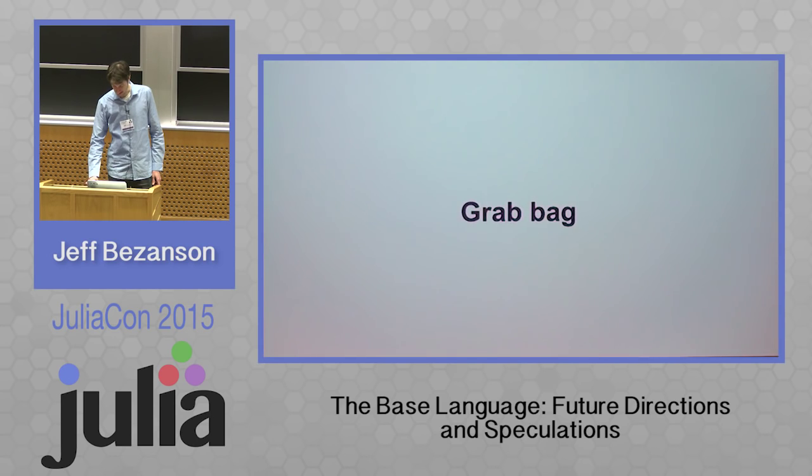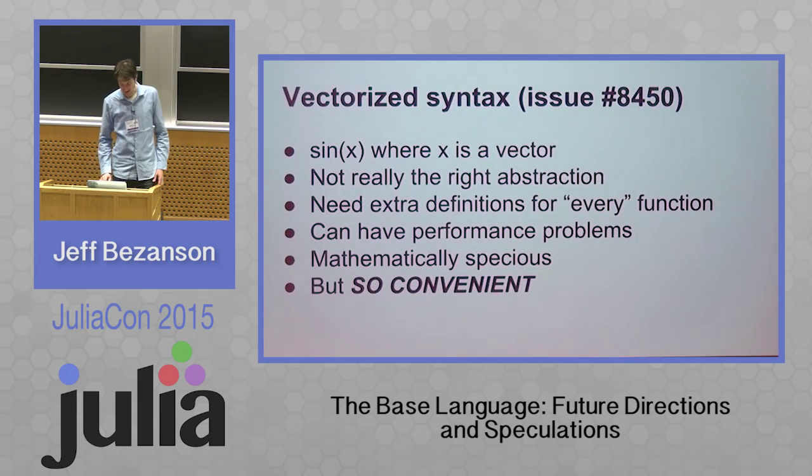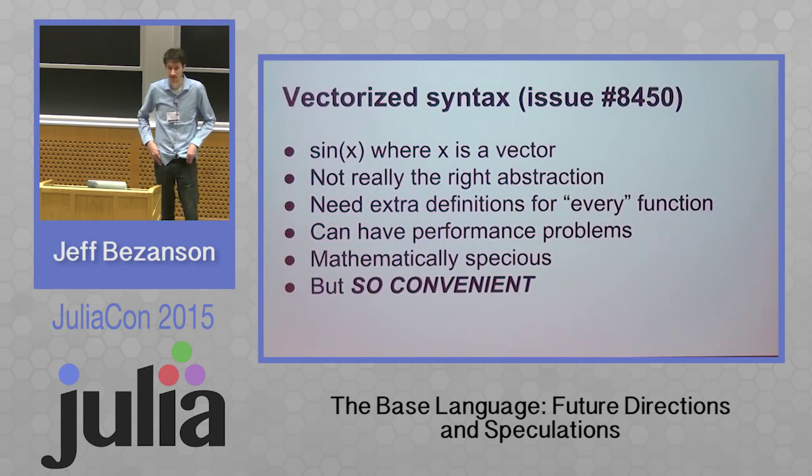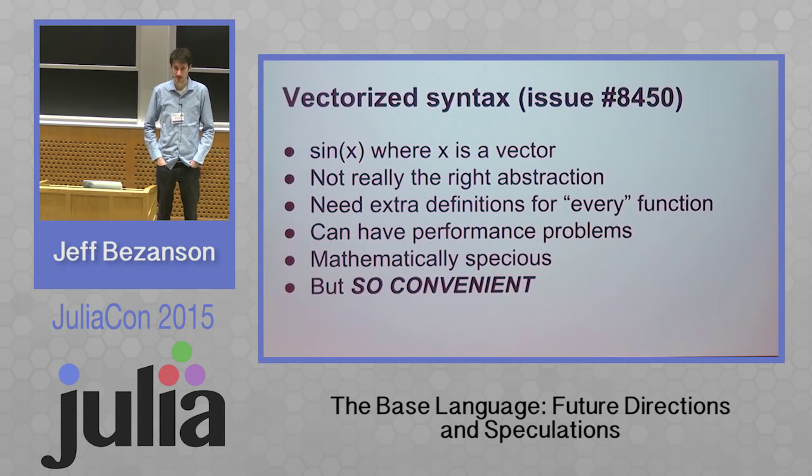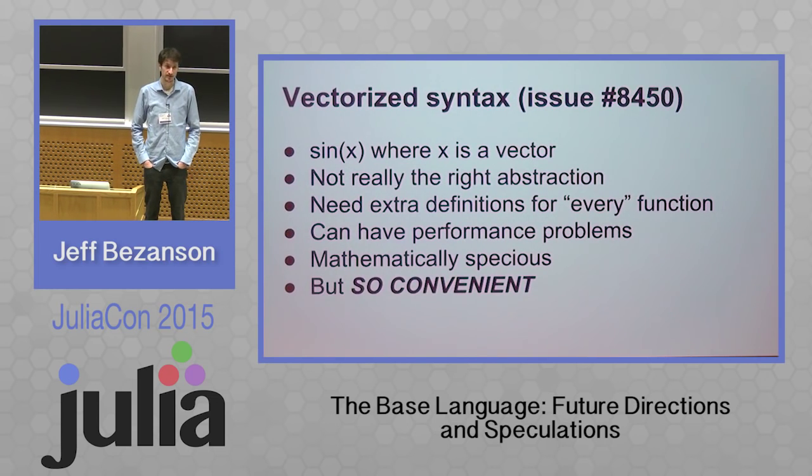All right, grab bag topics. Miscellaneous things that annoy me. So this is one of my very favorite issues, number 8450, which is about this so-called vectorized syntax, which is basically where you write sine of x, and x is a vector, and it maps the sine function over everything. It just applies it to every element.